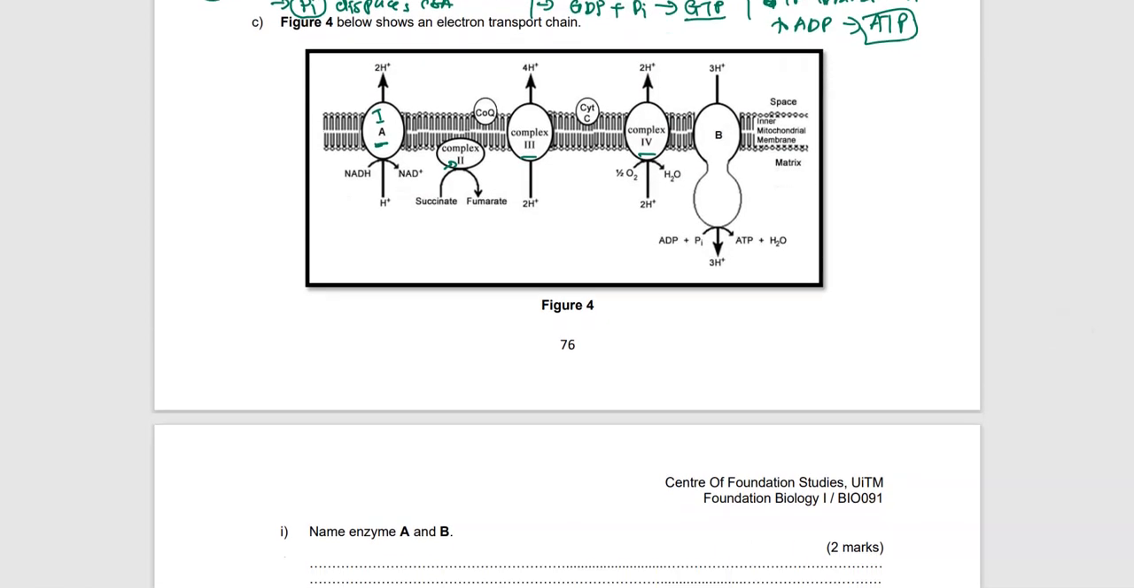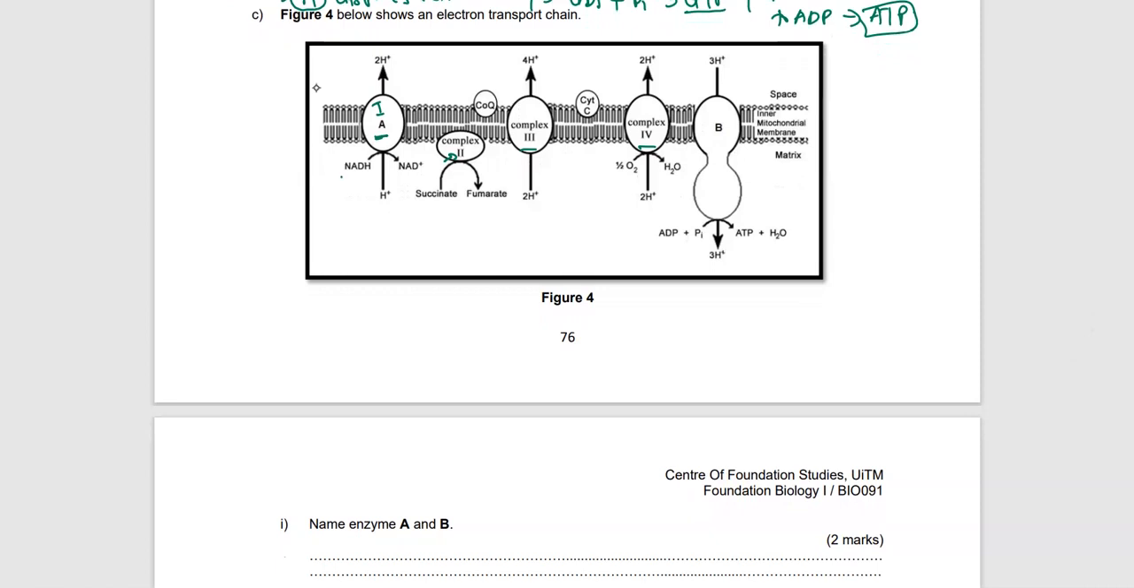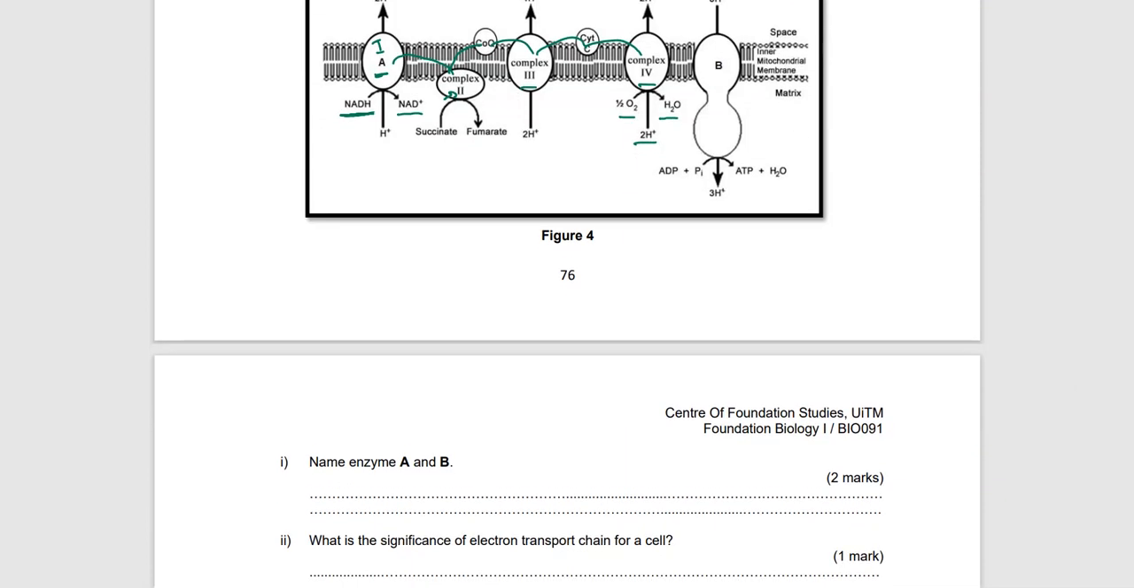Name the enzymes A and B. As you can see, the enzyme oxidizes NADH to form NAD plus. Oxidizes means that the NADH molecule will release its hydrogen ion and also electrons. The electron will be passed from one carrier to another carrier until it is received by oxygen, and the oxygen forms water by combining with hydrogen ions.